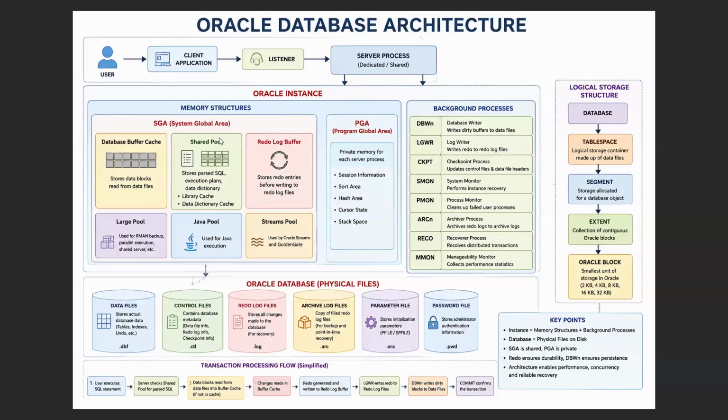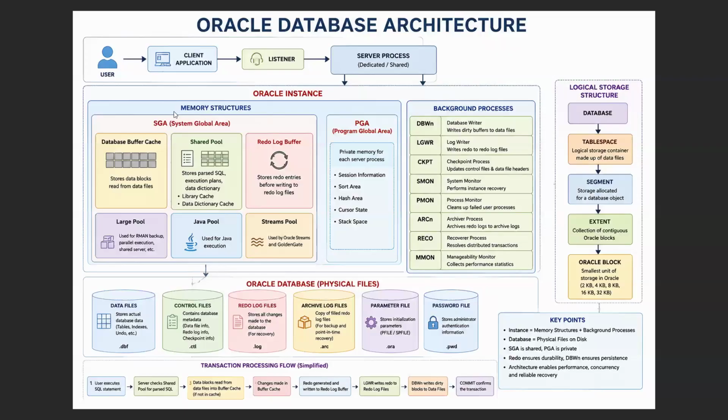Okay, let's explore the architecture. First, the user uses a client and connects using the listener and server process. Then it comes to the instance, the Oracle instance. It can be one instance or multiple instances. So we will explore using one instance. A similar thing happens if it's multiple instances also.